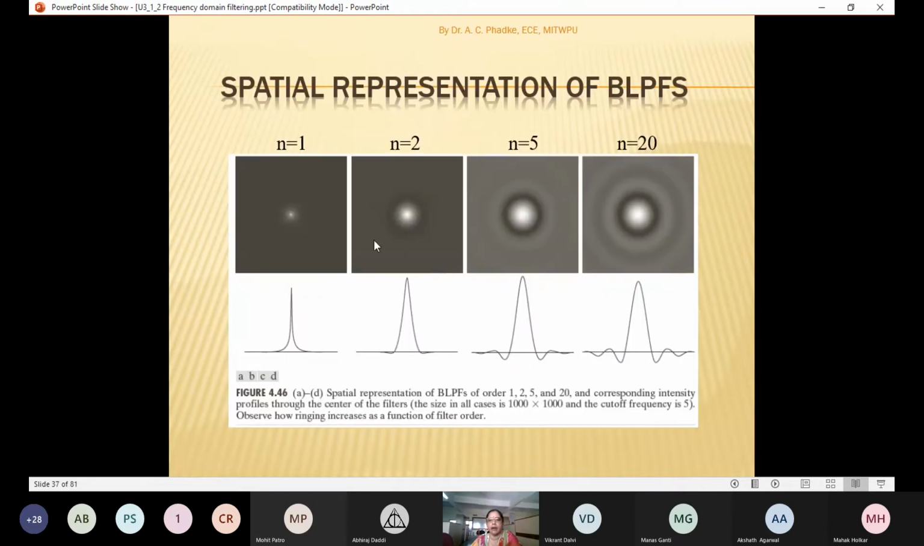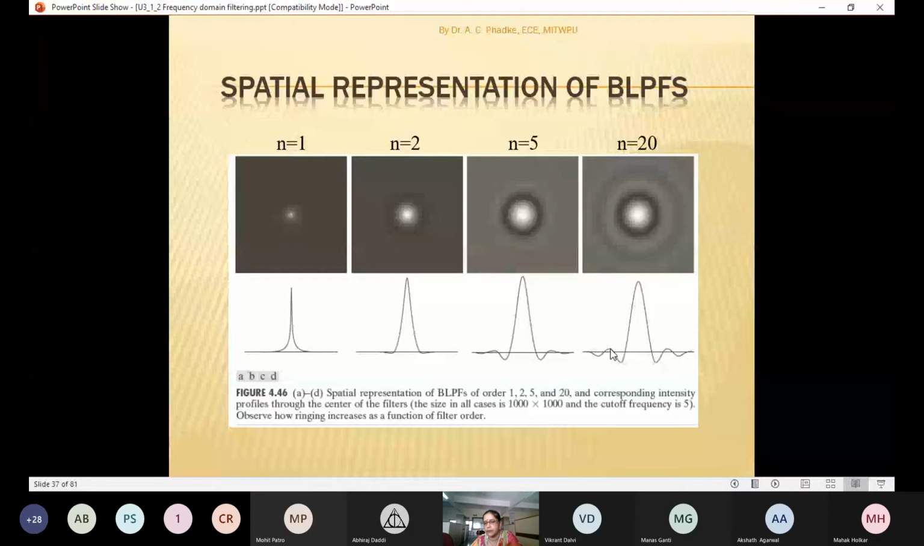So here are a few examples of Butterworth low pass filters. This is with order 1, and this Butterworth filter is the image plane space representation, or spatial domain representation. The filter in frequency domain is as shown here. This is with order 2, this is with order 5, and if you increase the order to very high, say 20, it becomes equivalent to ideal low pass filter.